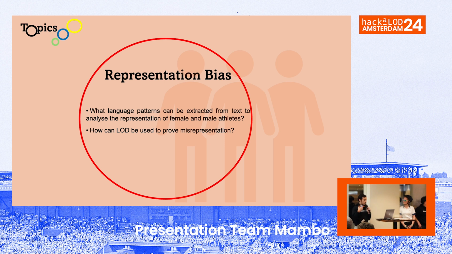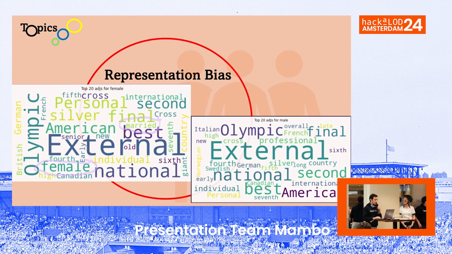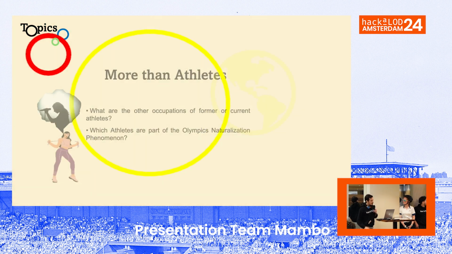We look at representation bias, so what language patterns are used when describing female versus male athletes. For example, we have these word clouds here. You can notice that when we talk about females, "female" is there. When we talk about males, "male" is not there in the word cloud. I wonder why we have to highlight these things, that female is female. And then "married" is there. I wonder why.